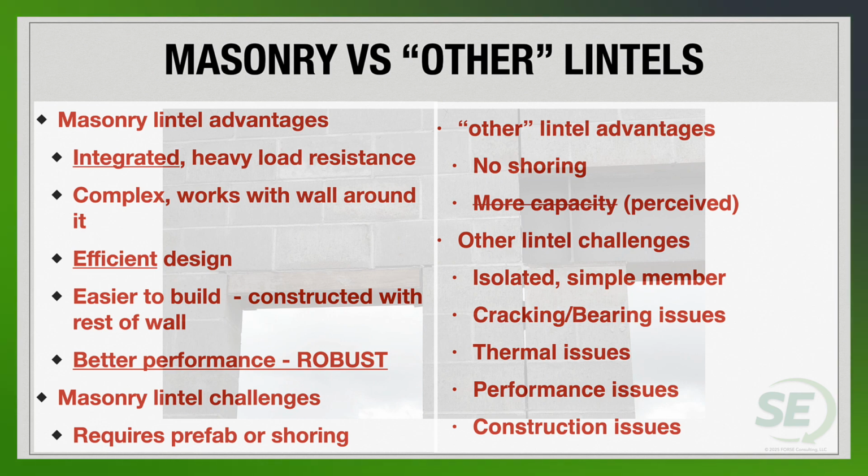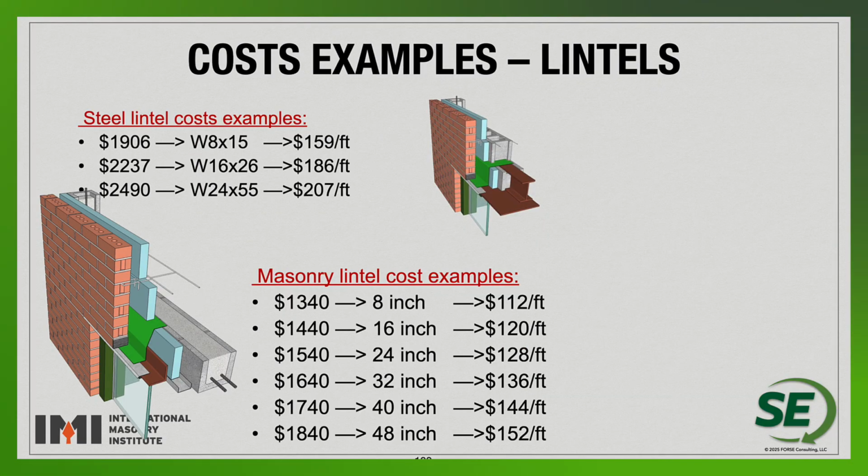There's a lot of cracking, bearing issues, thermal issues, performance issues, construction issues, just overall cost. Here we looked at some cost numbers for different elements, steel lintel elements, and masonry lintel costs. You can see that all the different options from 8-inch to 48 inches for masonry lintels are less money than several of the different common steel lintel options.